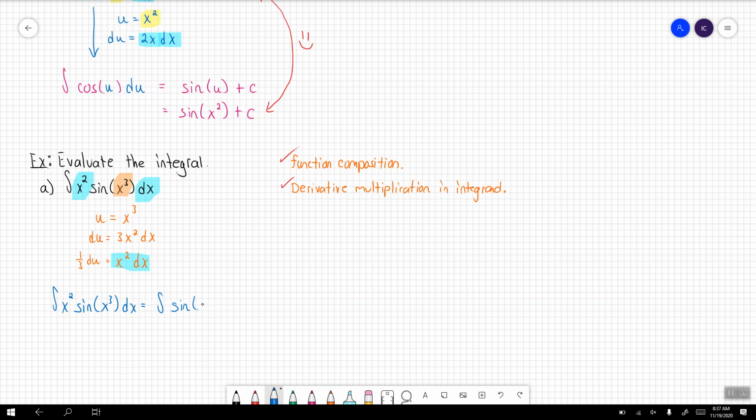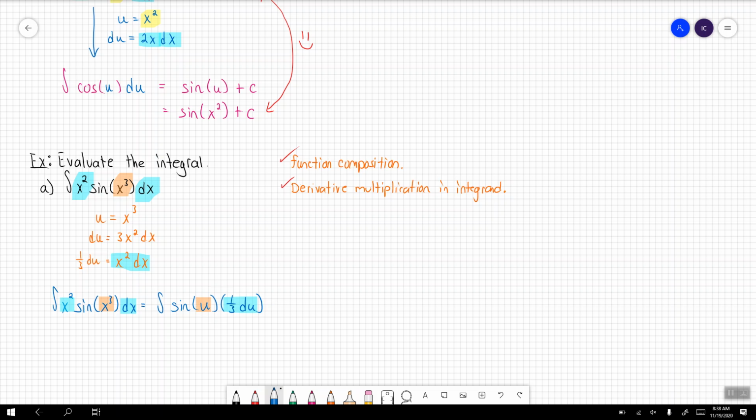You know what? I'm just going to keep everything, and I'll color code in a bit. So sine of u, and then x squared dx. What we have left over in the integrand is just 1/3 du. So that's going to be multiplied by 1/3 du. Remember that 1/3 du was my x squared dx, and the initial substitution was there. Therefore, we have an integral with only one variable, and that variable is u.